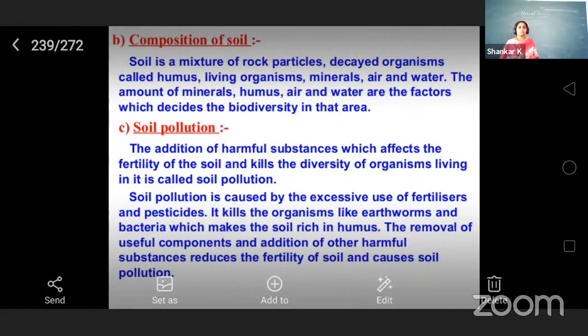What is next? Composition of soil. What is the composition of soil? You all know that soil is a mixture of rock particles. Whenever you select soil, take 1 spoon of soil and put it in a glass of water. What particles can you see, students? Yes?